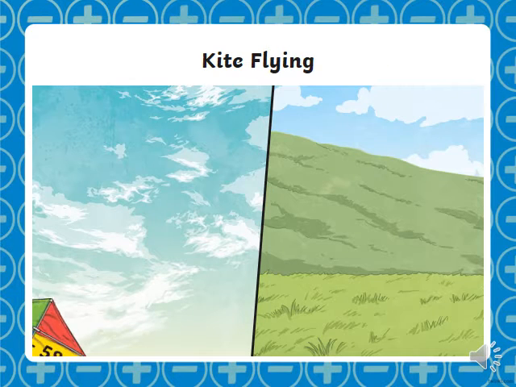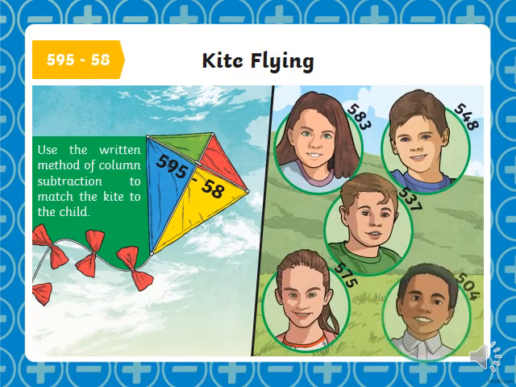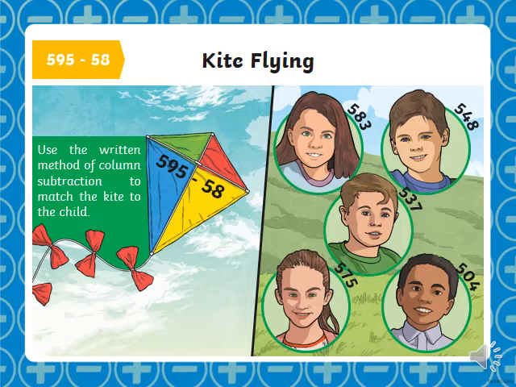Okay, kite flying. So I've got a kite here, 595, take away 58. Okay, I want you to have a go now. You are going to do 595 take away 58, and you're going to tell me with the answer whose kite it is. Okay, so I want you to pause the video here. I want you to set out that column subtraction and have a go.